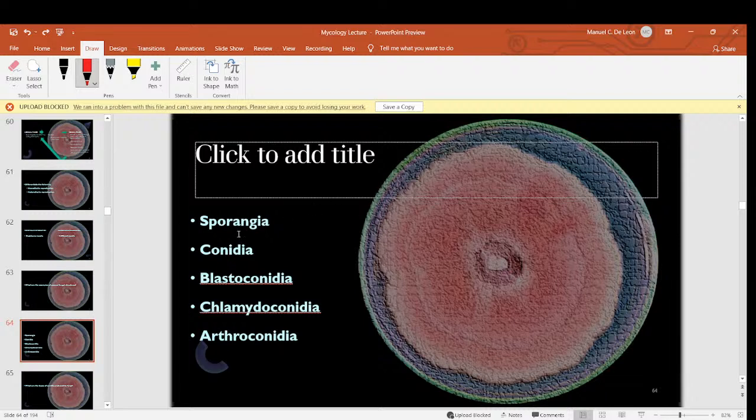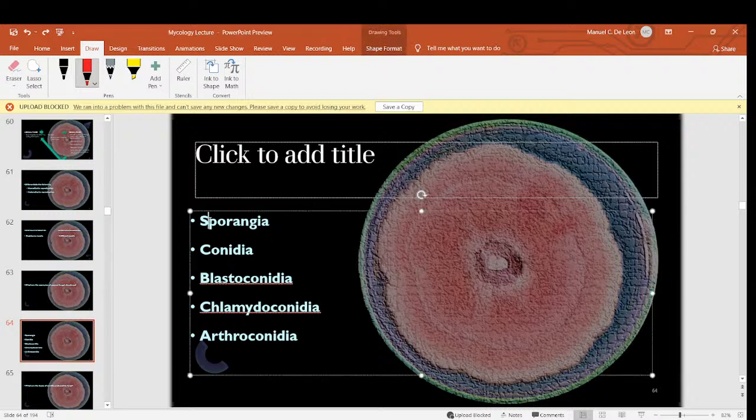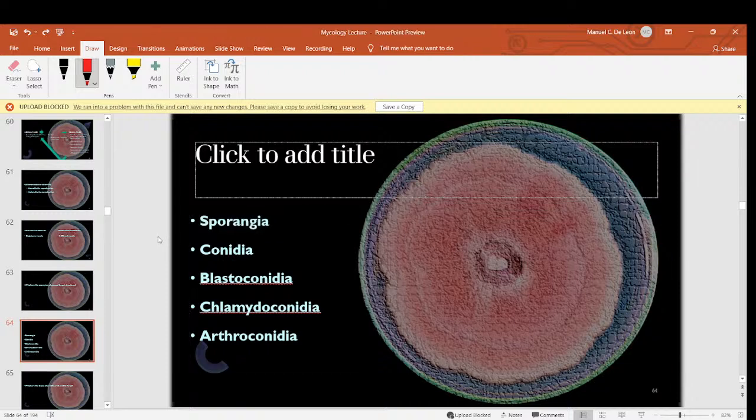Notice that sporangia is here again. Why is it always here? Because as I mentioned before, there are some families of fungi that are capable of having a sexual and asexual phase in their life cycles. That's why sporangia will always be present. All right. So conidia, blastoconidia, arthroconidia, and chlamydoconidia. Again, the difference will be the prefix. So just remember the prefixes and it's going to be straightforward for you guys.